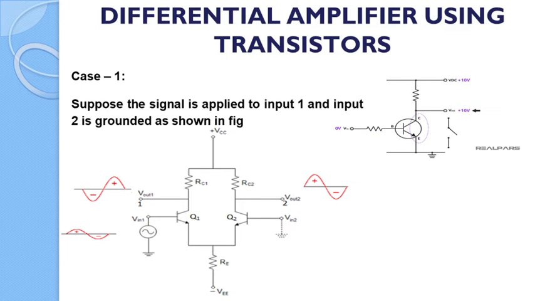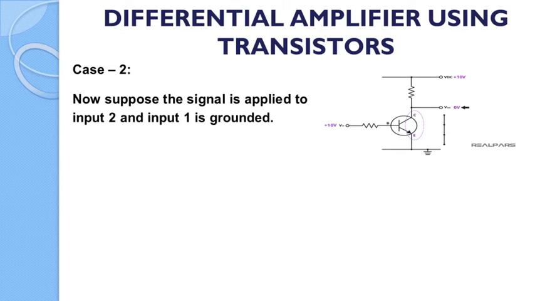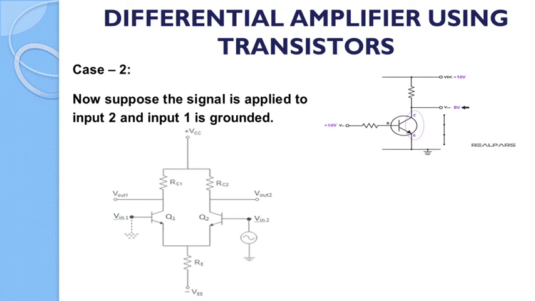Next we will discuss case 2. In case 2, we are going to supply the input to the Q2 transistor and ground the Q1 transistor base. As per case 2, we have established our circuit here. Vin1 is grounded and Vin2 is supplied with the input signal. Now I am supplying the input signal to the Q2 transistor base.